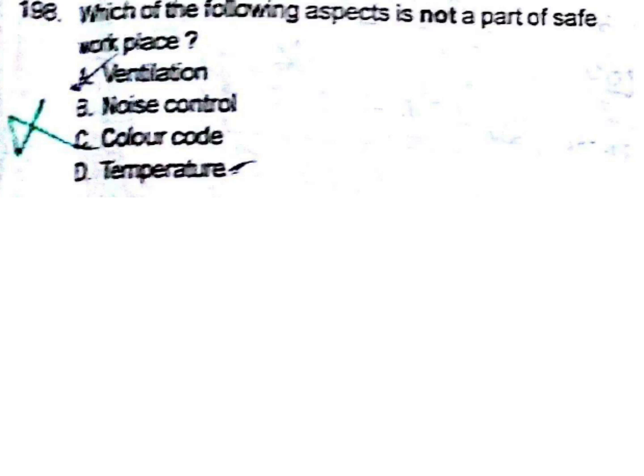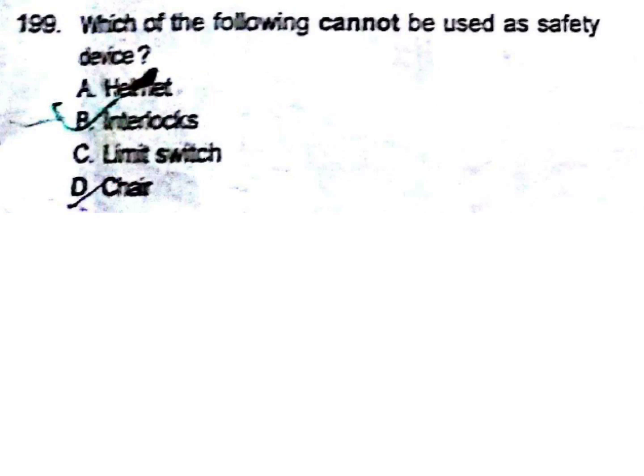Which of the following cannot be used as safety devices? A. Helmet, B. Interlocks, C. Limit switch, D. Chair. Chair is our answer, it cannot be used as a safety device. As for the color code, red color indicates fire prevention. Fire prevention is the answer.